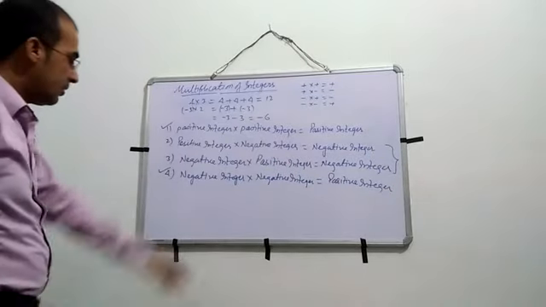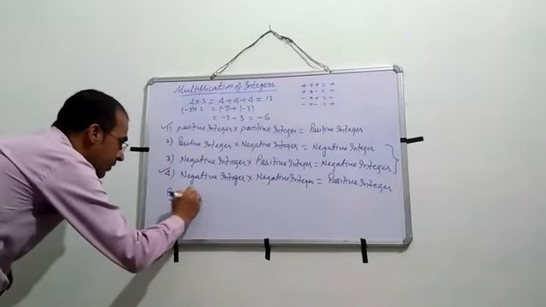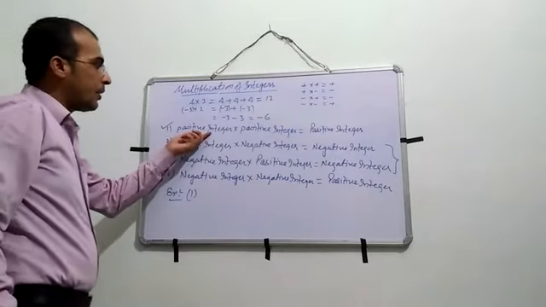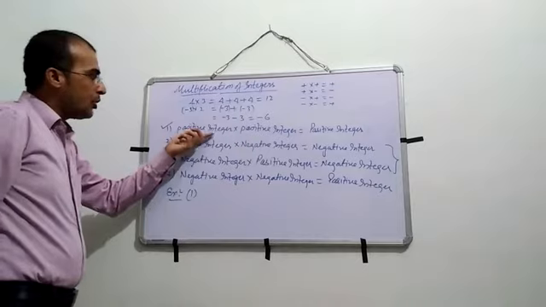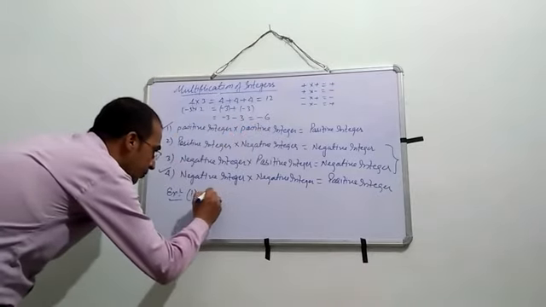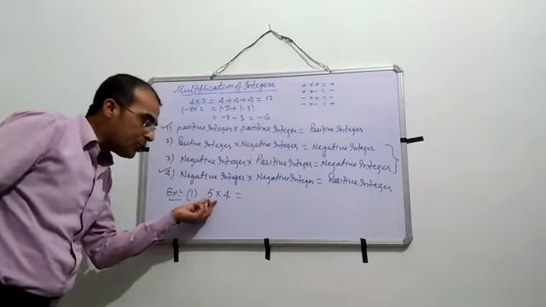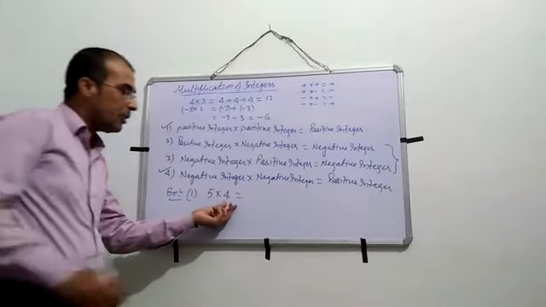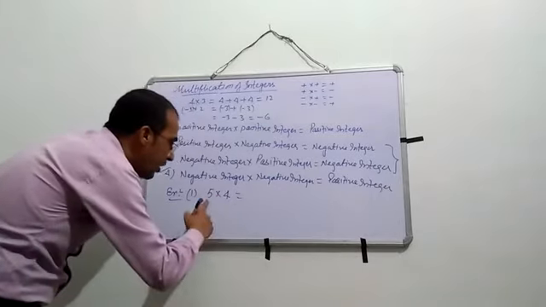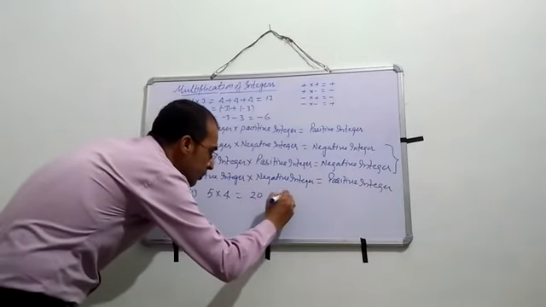For example, the first example I am taking is a positive integer with a positive integer. Suppose 5 into 4. 5 is positive, 4 is positive. Then what will the result be? 5 fours are 20. It means it is positive.